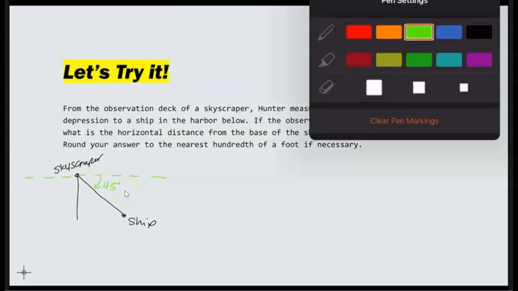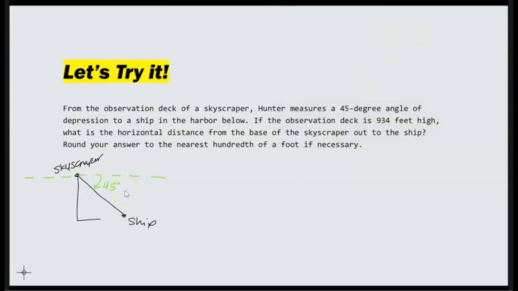Now I can keep drawing. I can connect these. I know a few more things. I know that the observation deck is 934 feet high, so I know the height of this skyscraper. What I want to find out is the horizontal distance from the base of the skyscraper, so from the bottom, all the way out to the ship.